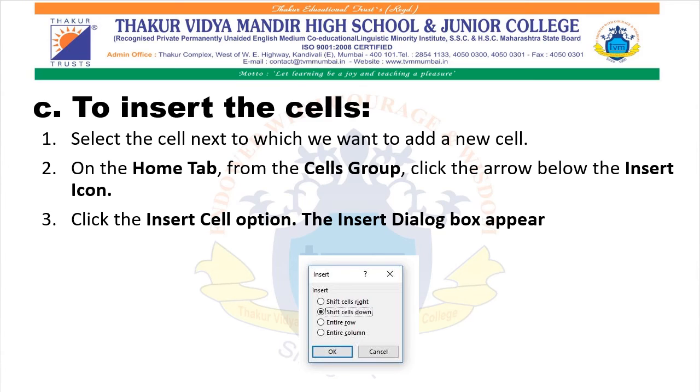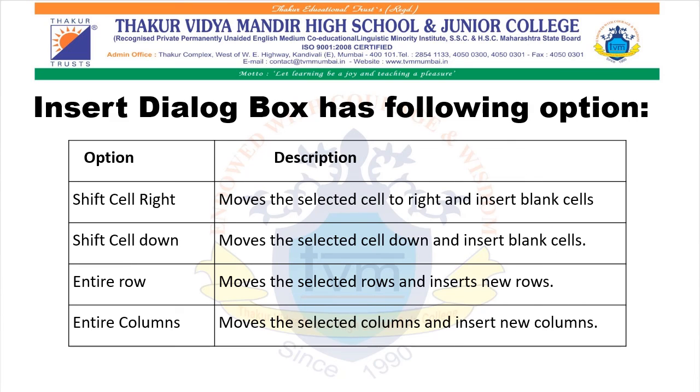Now this Insert dialog box has the following options. Now these options have some specific descriptions. Let us understand those descriptions. Shift cells right: this option will move the selected cell to the right and insert a blank cell. Shift cells down moves the selected cell down and inserts a blank cell. And the last ones, entire row, moves the selected row and inserts a new row. And entire column moves the selected column and inserts a new column.